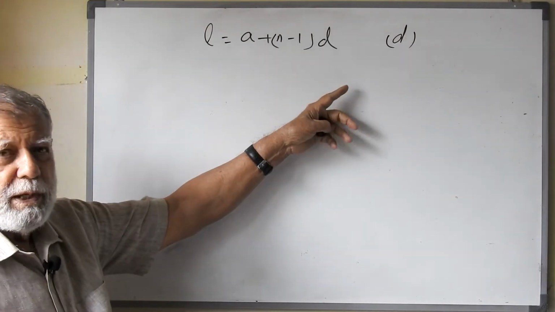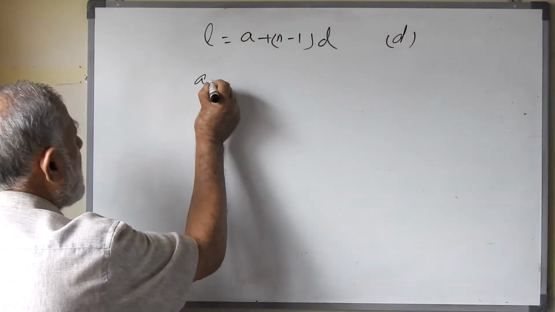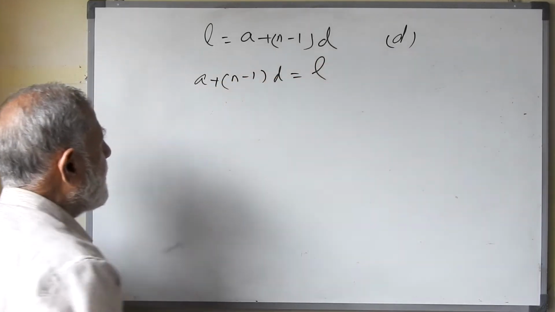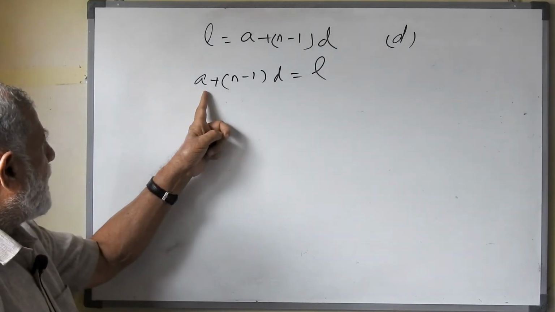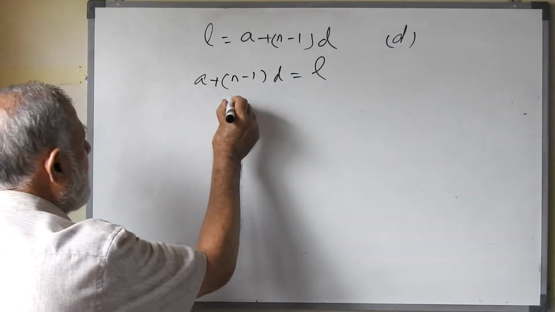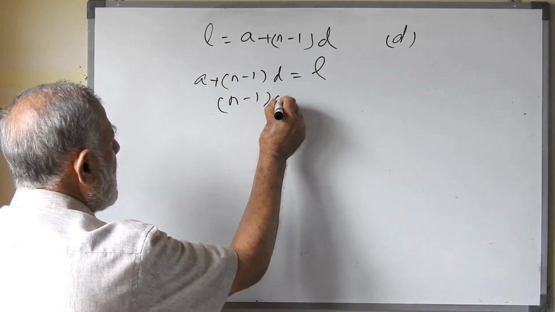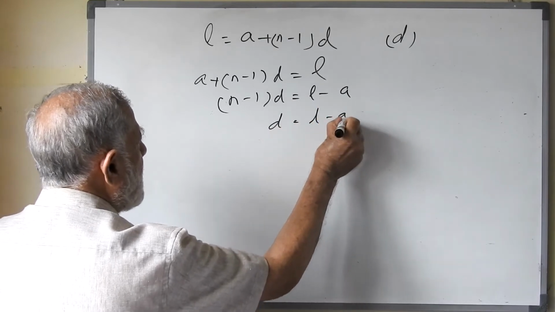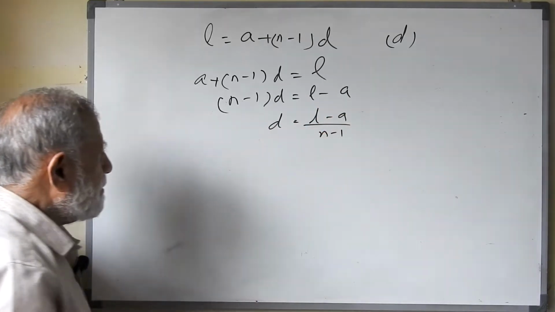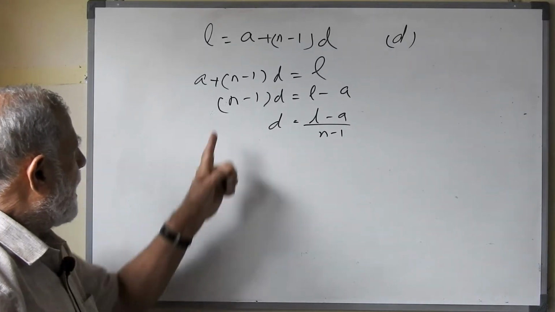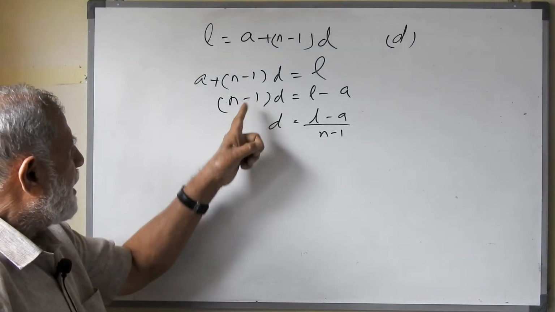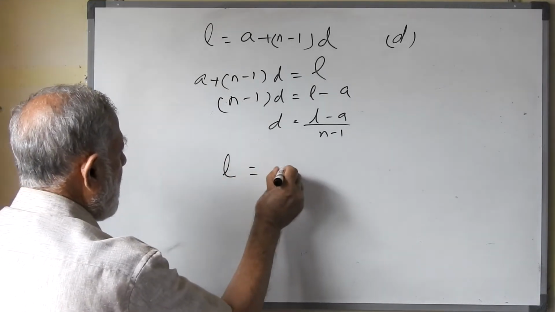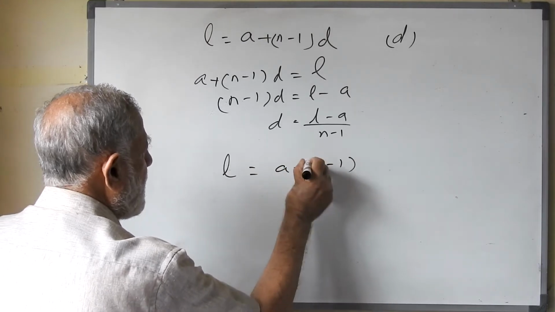So what we do is we rotate. So A plus (n minus 1) D is equal to L. Now we have D here and A here. So bring the A onto that side. So (n minus 1) D is equal to L minus A. So D is equal to (L minus A) upon (n minus 1), because this is multiplied, so you divide here. We'll take another example. It is the same formula, A plus (n minus 1) into D.